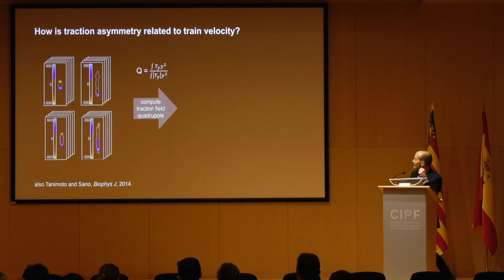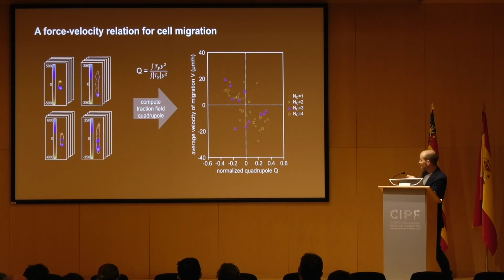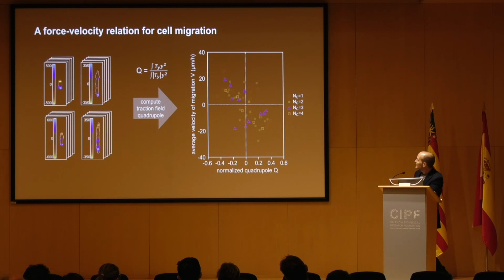Okay? So then Leone plotted the average velocity of each one of the clusters he measured as a function of this asymmetry. And what he found is that for singlets, doublets, triplets, and quadruplets, there was a relationship telling us that the higher the asymmetry, the faster these cells were migrating. So this established, for the first time, a physical relationship that describes what a cell needs to do in order to move fast: develop a force distribution that is asymmetric.